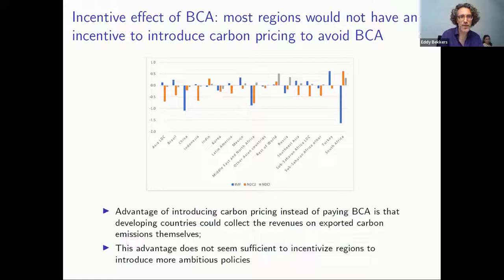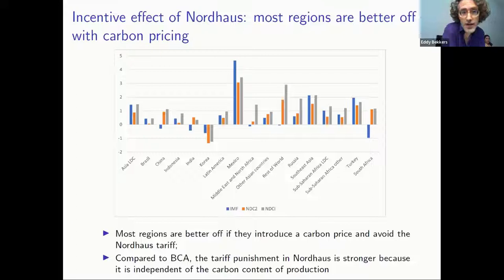Then Nordhaus, from an incentive perspective, looks much better. I guess that is something that is also familiar to many of you in the audience. So we see that most of the bars are positive for Nordhaus. The interpretation is just that this is a much stronger instrument, and you're going to be much more adversely affected if you do not join the carbon pricing club.